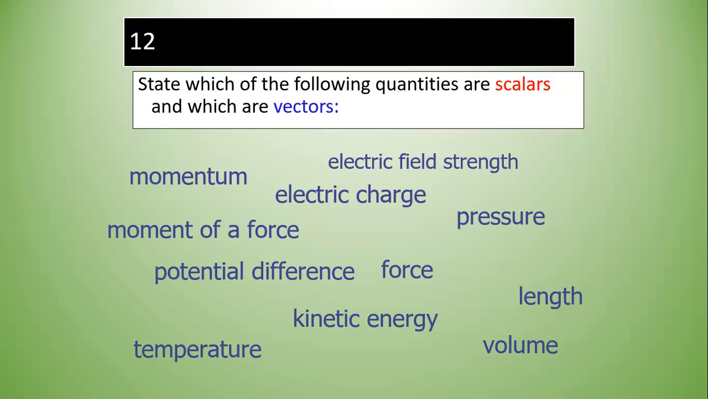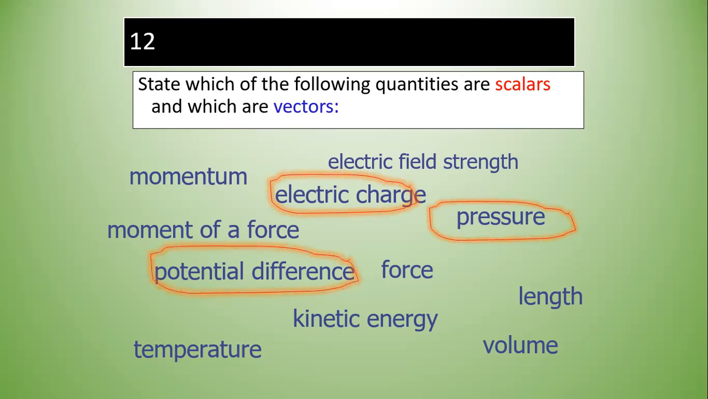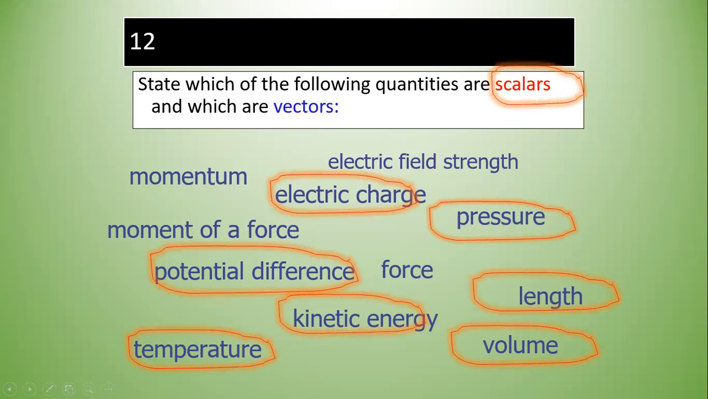So you should be able to identify, from what you have studied in your O-level or SPM, which are vectors. This is a scalar. This is a scalar. Potential difference is also a scalar. Length is also a scalar. Kinetic energy is also a scalar. Volume is also a scalar. Temperature is also a scalar. The only vectors are force, moment of a force, momentum, electric field strength. So all these circled ones are scalars.